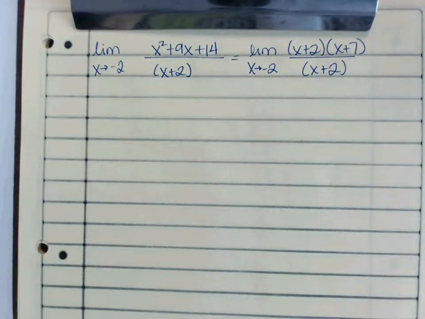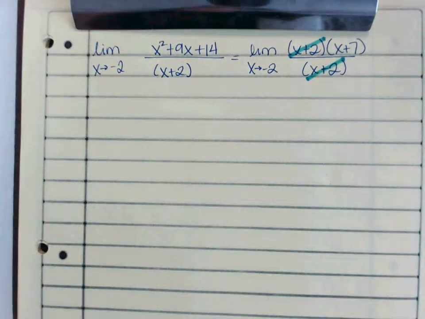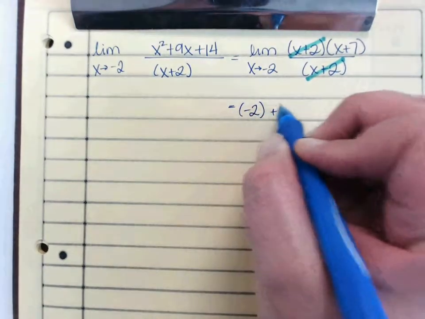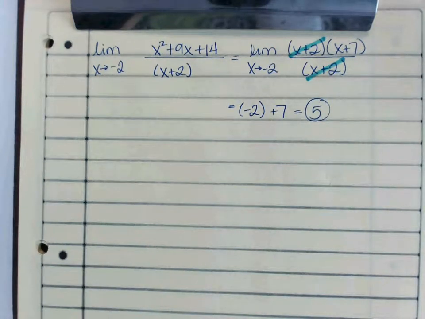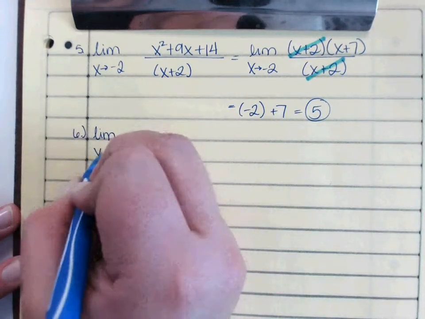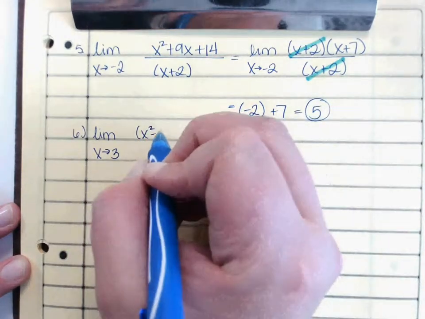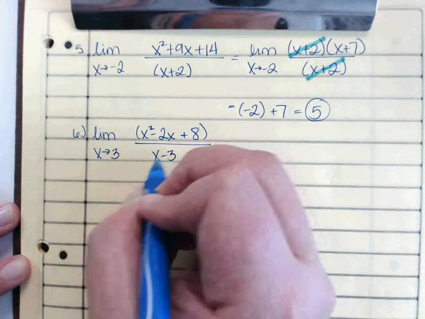Okay? From there, what can happen? Cross those guys out. Plug in negative 2. We get 5. Good. So you'd have negative 2 plus 7, which is 5. Remember, ultimate goal, though, is to plug in whatever that number is. Okay, one more like that. Number, that was 5. This is 6. Limit as x approaches 3 of x squared minus 2x plus 8 over x minus 3.